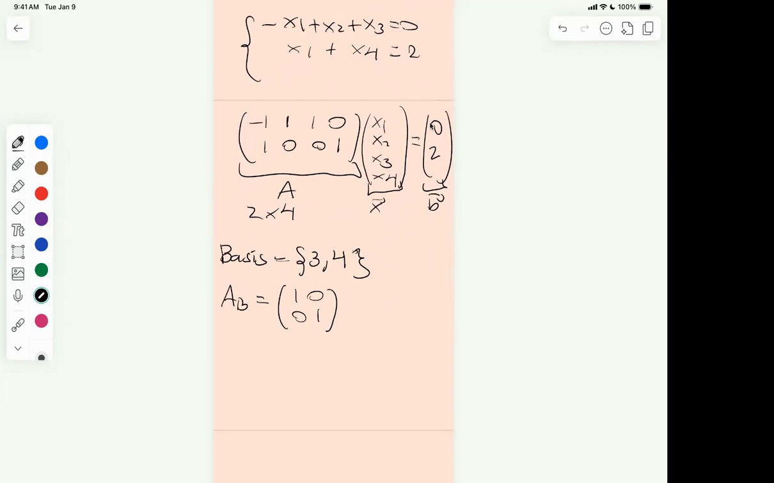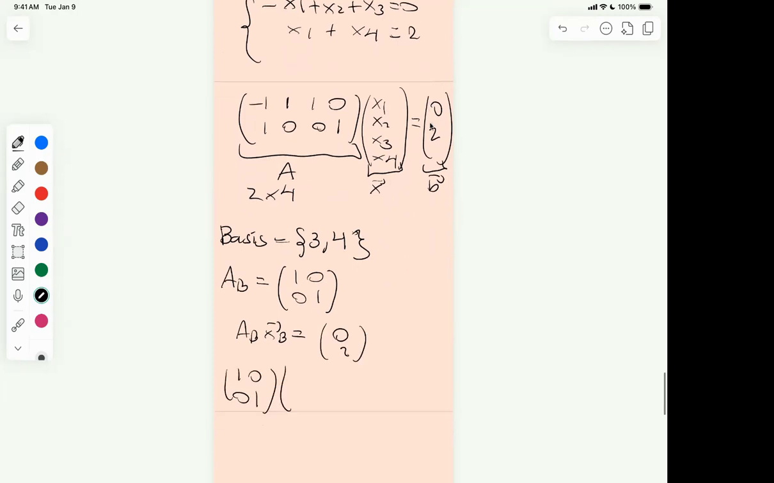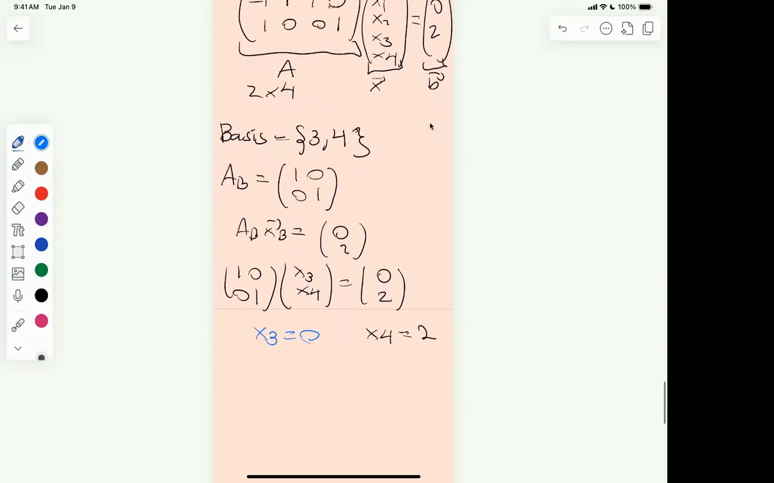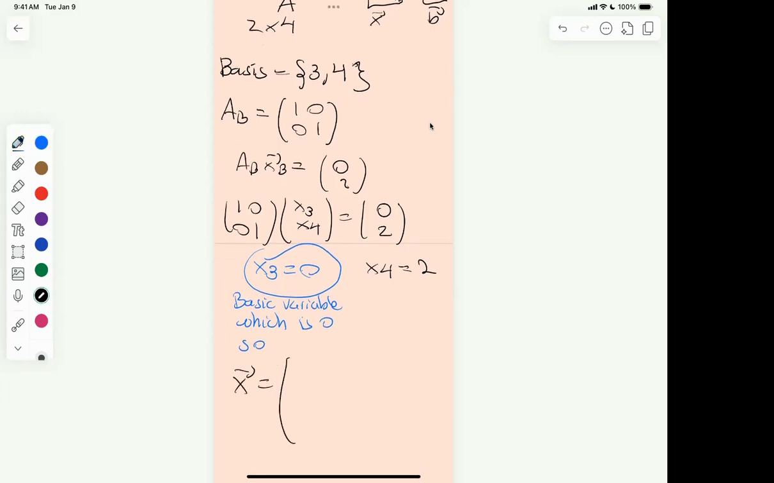And then for the solution, you would need to solve AB times XB equals 0, 2, which would be 1, 0, 0, 1 times XB, where XB is X3, X4, equals 0, 2. Okay, it is the identity matrix. It does nothing. So you can read off literally what the values for the variables are. That gives you that X3 equals 0, which is the important thing, and that X4 equals 2. So this is a basic variable which is 0. That is what makes it degenerate. So the corresponding solution has 0 in positions 1 and 2, a 0 in position 3, and a 2 in the last position. That would be a degenerate basic solution.